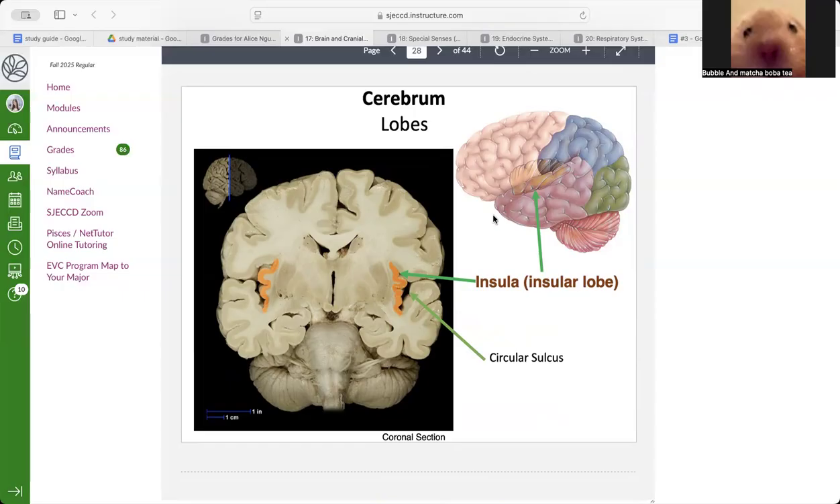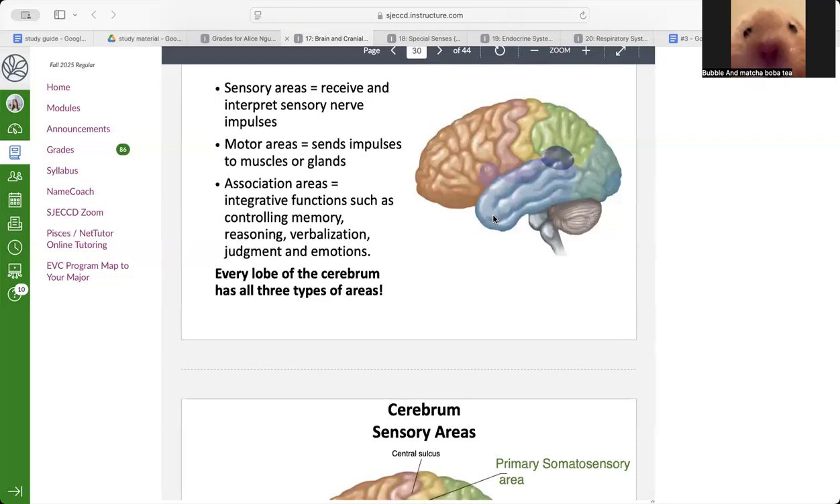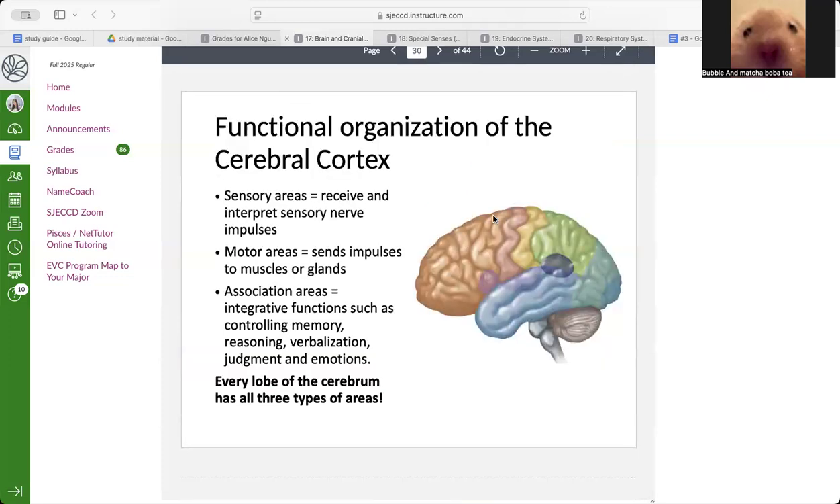The cerebral cortex tends to have a lot of gray matter, with a lot of neuron cell bodies, and it holds 75% of the cell bodies in the entire nervous system. They have tracts that are white matter, myelinated axons. And then let's go to the functional areas. Sensory areas receive and interpret sensory impulses. There are also motor areas that send impulses out to your muscles, and association areas control your memory, reasoning, and verbalization. And each lobe has these things.